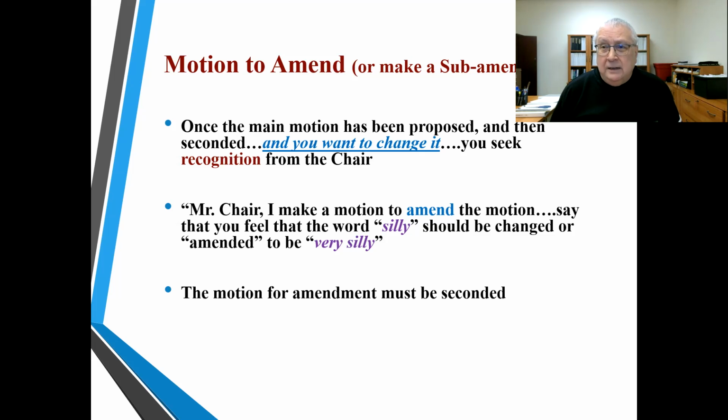Okay, ready for a vote? Let's vote only on the amendment. The word very. That's all we're going to be amending. So we're going to change silly to very silly. So the traffic cop, the presiding officer, needs to keep everyone informed every step of the way. And if you as a member of the assembly don't understand what's going on, you need to get the attention of the chair and just ask them, please explain what's going on. I don't understand. I don't understand what I'm voting for.